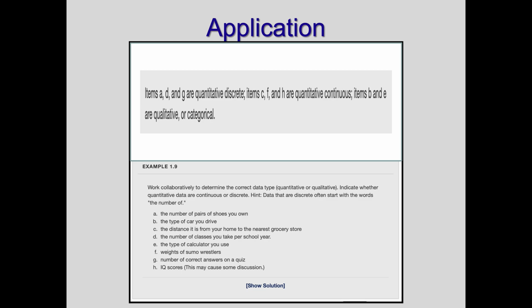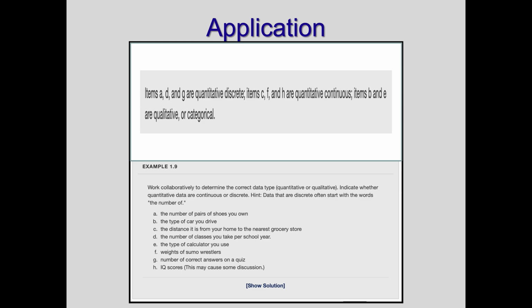Okay, so items A, D, and G are quantitative discrete. Notice in A, the number of pairs of shoes you own, countable. D, the number of classes you take, countable. G, the number of correct answers on a quiz, countable. Quantitative discrete is countable, okay?